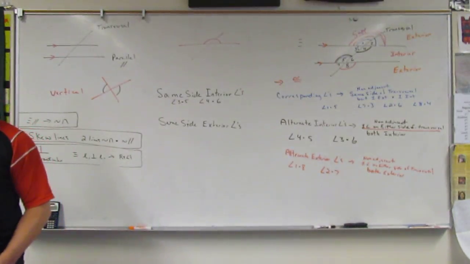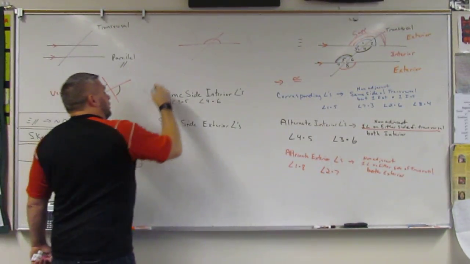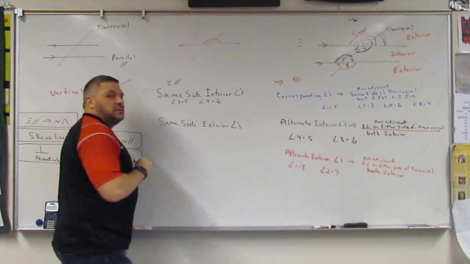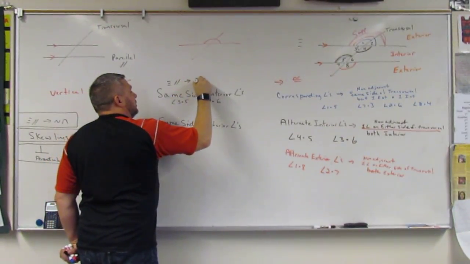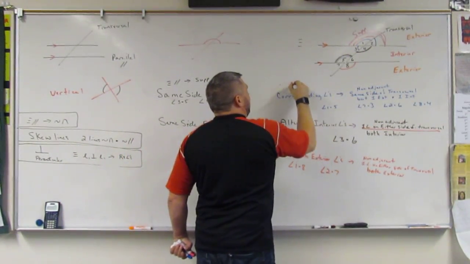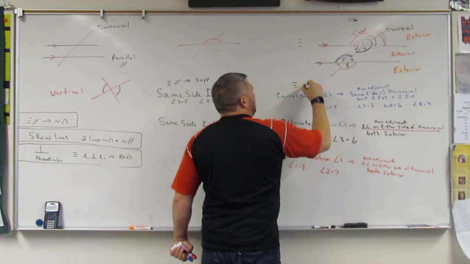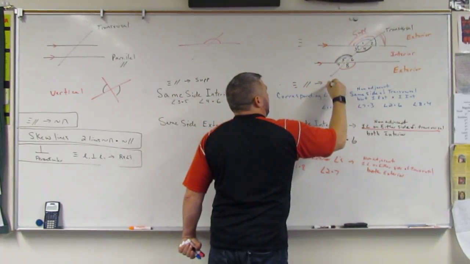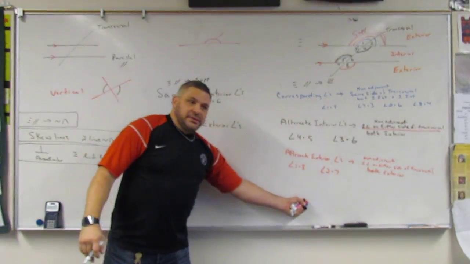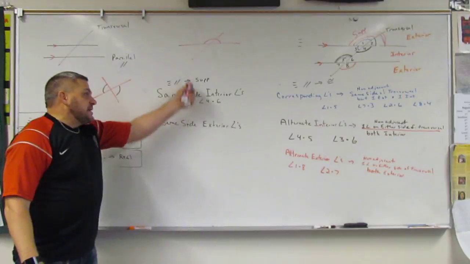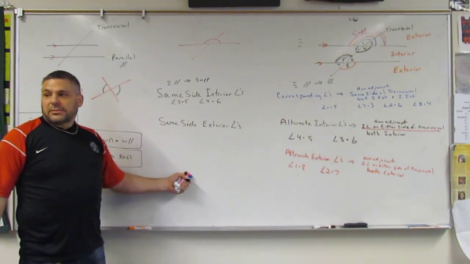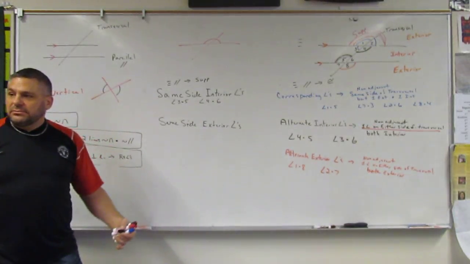And they are, if parallel, then supplementary. Whereas this one, if parallel, then congruent. Okay? So these guys are congruent. These guys are supplementary. Okay? So they add to be 180.